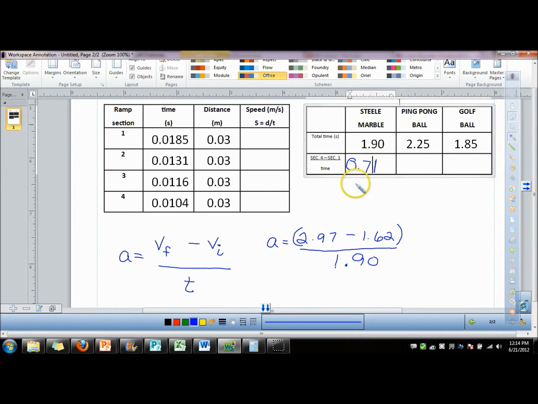What are our units for acceleration? We've got to look at meters per second is our speed, divided by time in seconds. So our units are meters per second squared. You need to figure out the acceleration for the ping pong ball and the golf ball, and our next step is to learn how to graph this data.